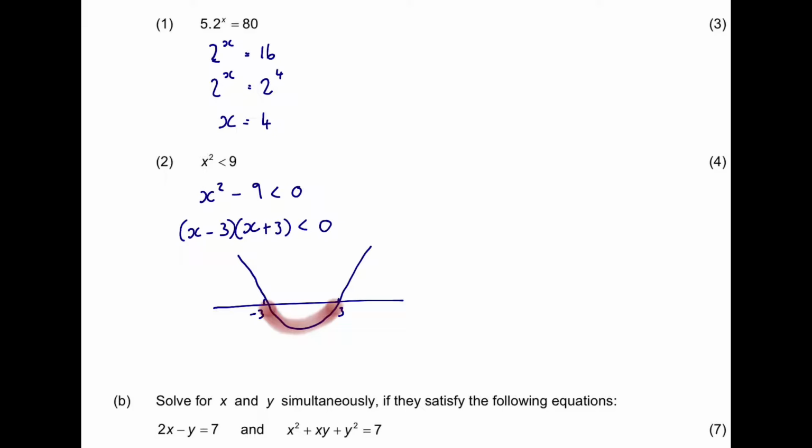The other method that you may have been taught is to use testing values. So if we chose a value between negative 3 and 3, say for instance 0, and we substitute 0 into any equation where it's 0 on the one side. So 0 squared is 0 minus 9 gives us a negative answer. So that means between negative 3 and 3 they're negatives. If we then choose something greater than positive 3, like let's say 10, and we substitute 10 in, 10 squared is 100 minus 9 gives us a positive answer, so there'll be a positive here. And then similarly on the left-hand side, if you choose something less than negative 3, you also get a positive.